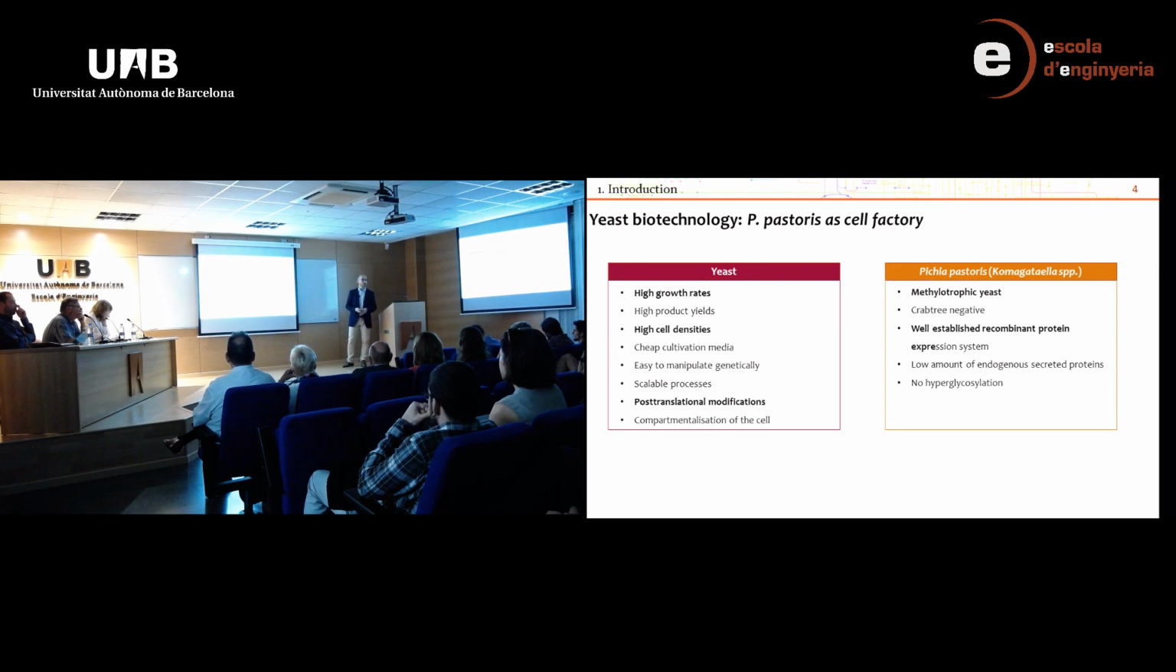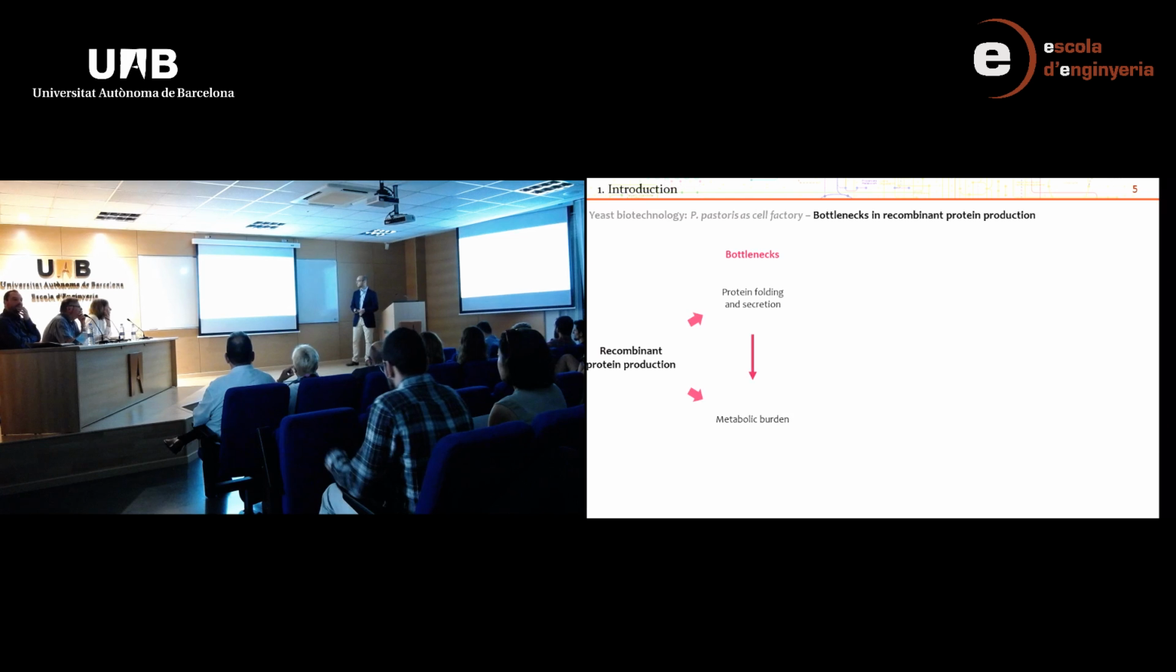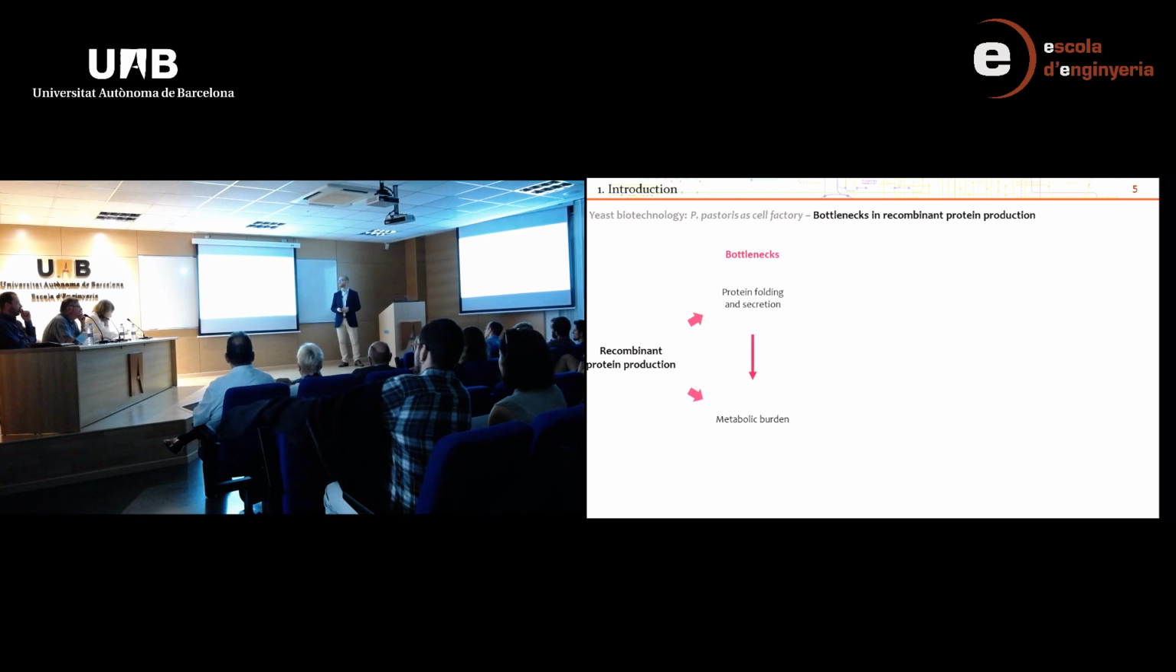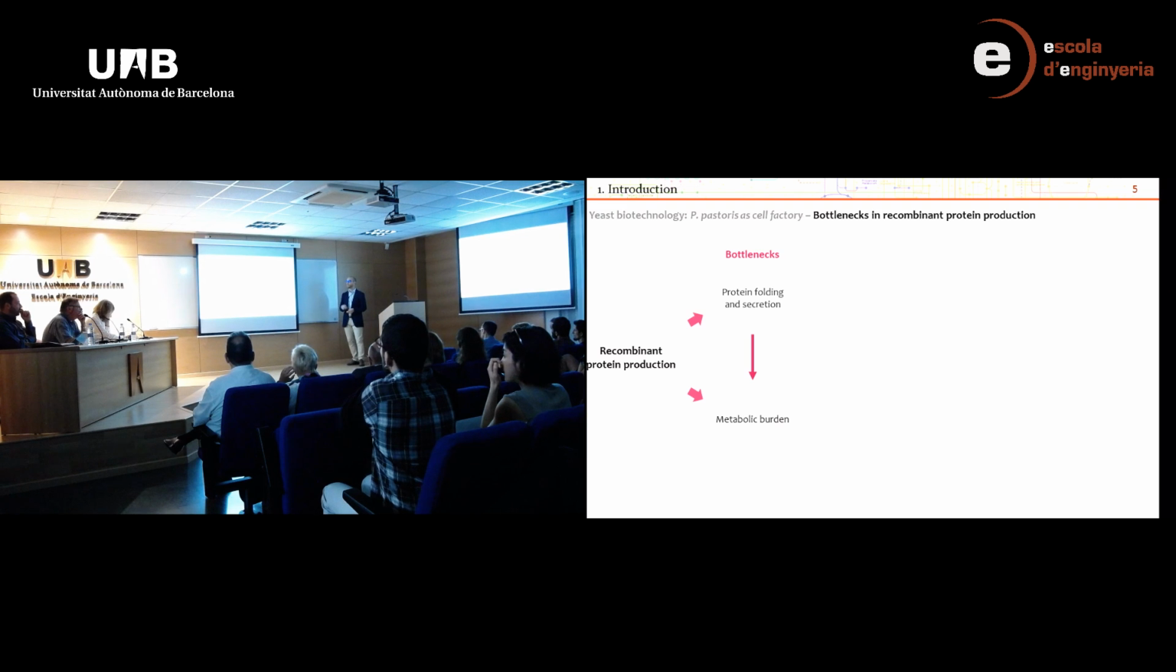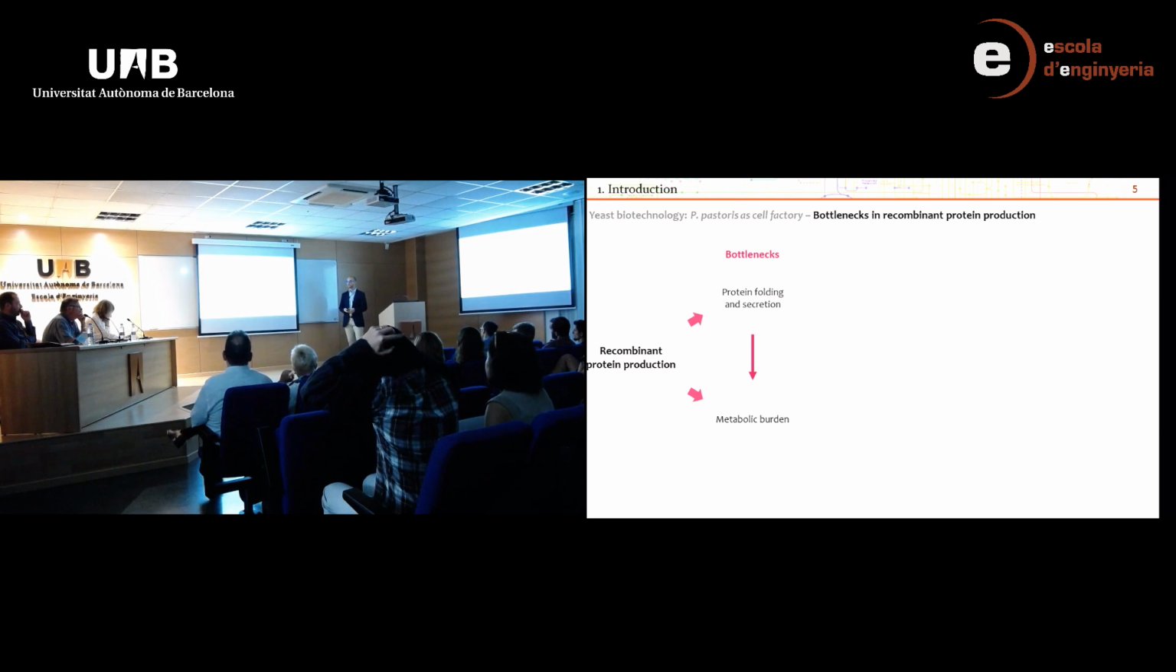Among yeasts, the methylotrophic Pichia pastoris has become one of the most extensively used eukaryotic systems for recombinant protein production, especially for those proteins that need to be secreted to the cultivation media. When producing recombinant proteins, we could have some bottlenecks, and the 2 main bottlenecks are the protein folding and secretion processes and the metabolic burden associated to the additional building blocks and energy demands.